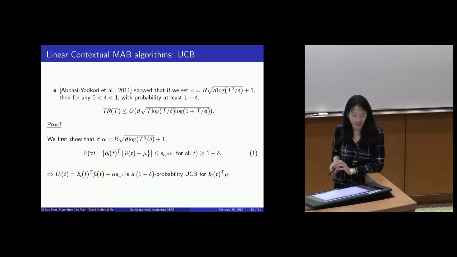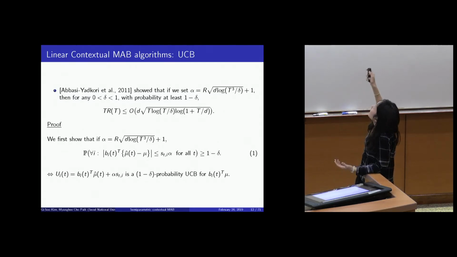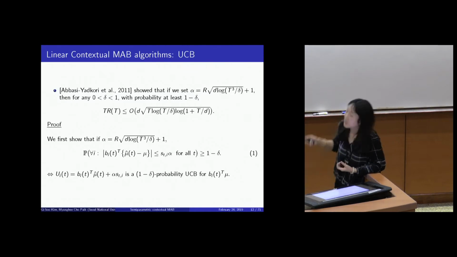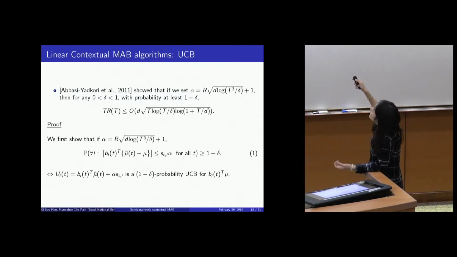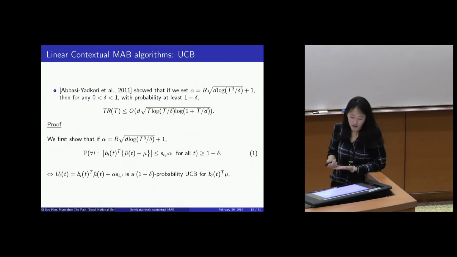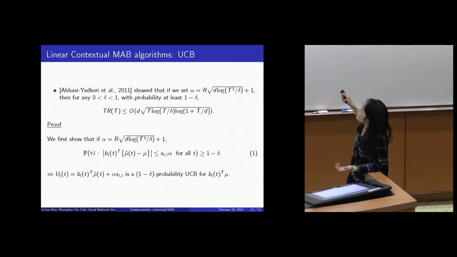But in the theoretical aspect, Abbasi-Yadkori et al. showed that if we set the value of alpha like this, then the sum of the regret, which is t times the average regret, can be bounded by the right-hand side with high probability. And dividing both sides by t, we can see that the right-hand side is approximately d over root t times some small terms. Therefore, this bound is very close to the lower bounds.